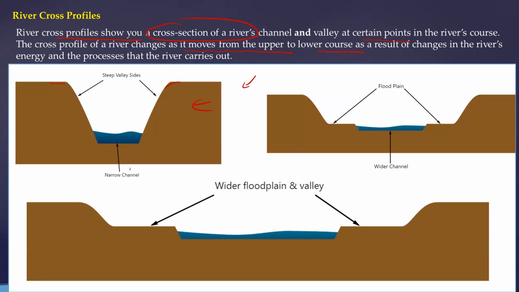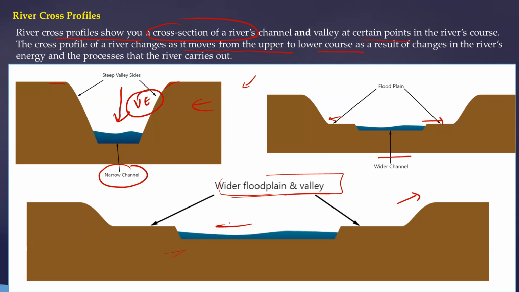So look here, this is a narrow channel, then in the floodplain it became a wide channel, right? And further wider, what floodplain and valley structure you observe here. So this is how the river is actually lowering down, and also what is happening from vertical erosion, it's going to lateral erosion, right? This is how we study cross profile, right?